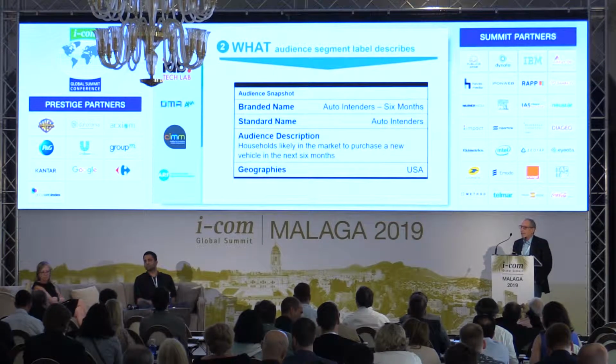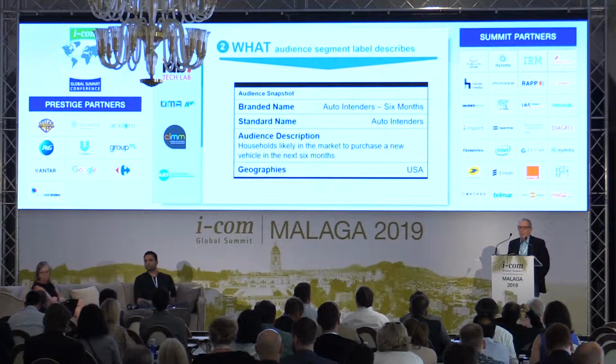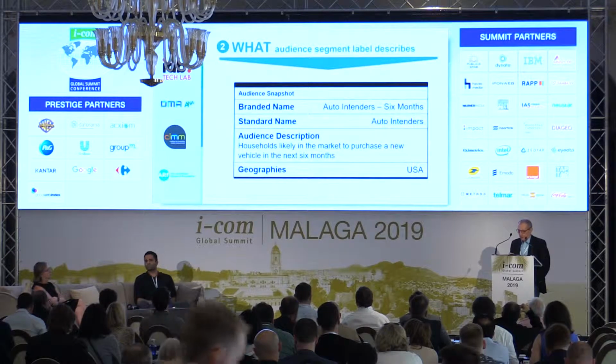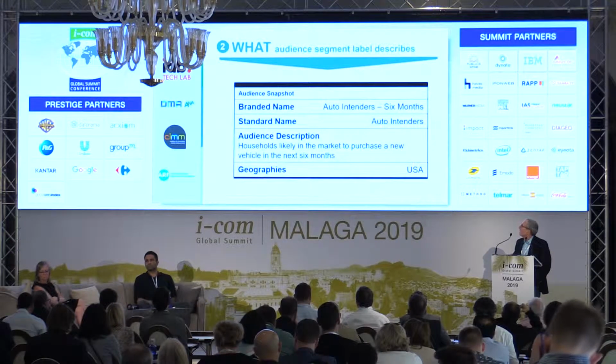So the first part deals with who provided the data segment. So let's imagine these are like auto intenders. Where was it bought? How was it sourced in the first place? If you're buying this at retail, what audience segment is it, and exactly what, in plain English, what geography and what consumer target is being envisioned here.